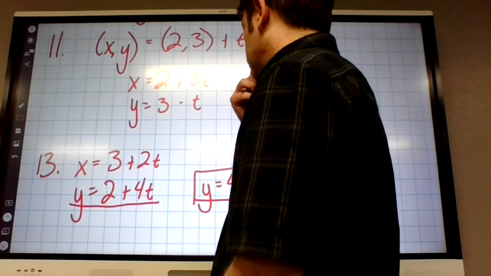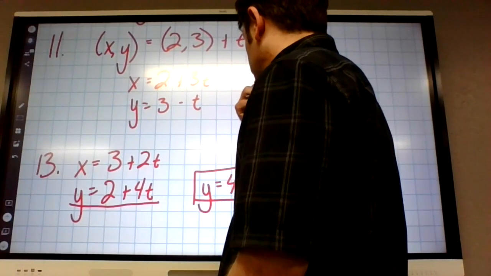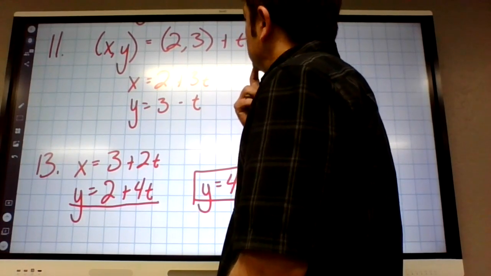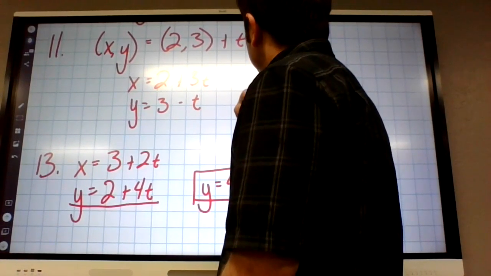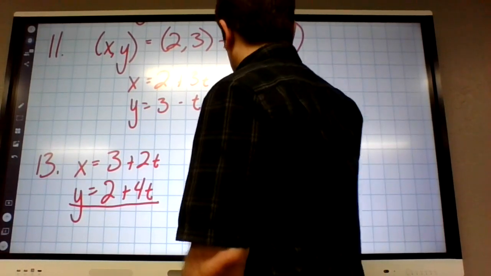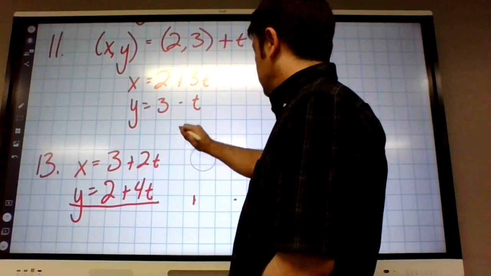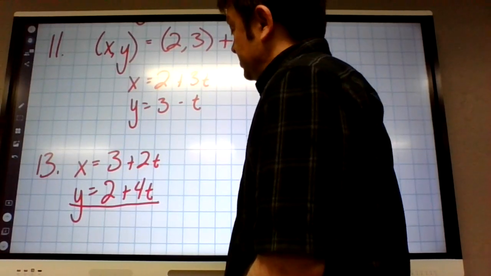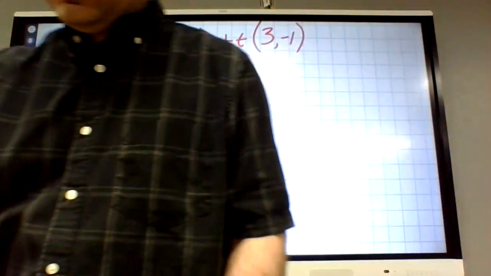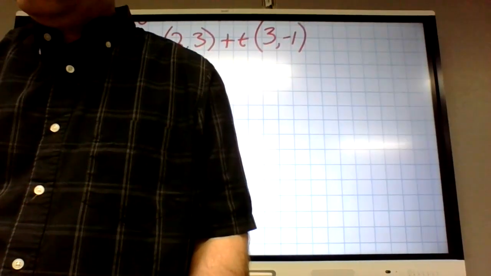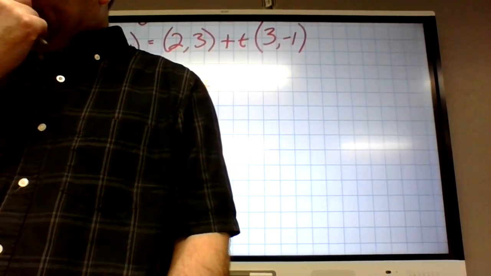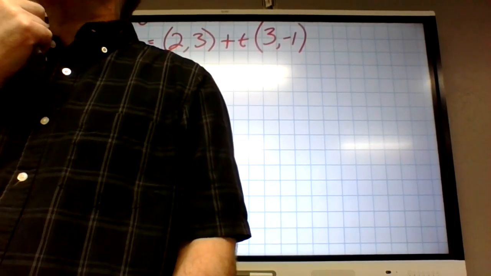Wait. Oh, that's not right. Why wouldn't it be right? You tell me the right one. Because that tells you the y value.